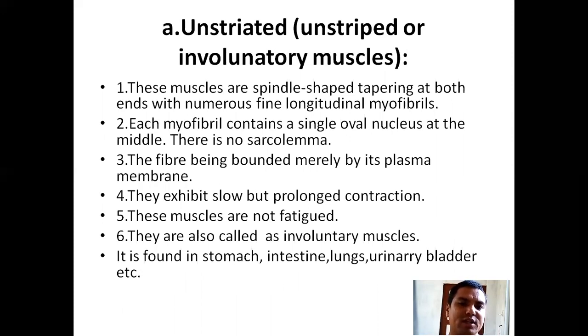unstriated or involuntary muscles. These muscles are spindle-shaped, tapering at both ends, which I've already shown in the first figure, with numerous fine longitudinal myofibrils. Each myofibril contains a single oval nucleus. At the middle, there is no sarcolemma, the fiber being bounded merely by its plasma membrane. They exhibit slow but prolonged contraction. These muscles are not fatigued. They are also called involuntary muscles, as we cannot move or use them according to our wish. They are found in the stomach, intestine, lungs, urinary bladder, etc.